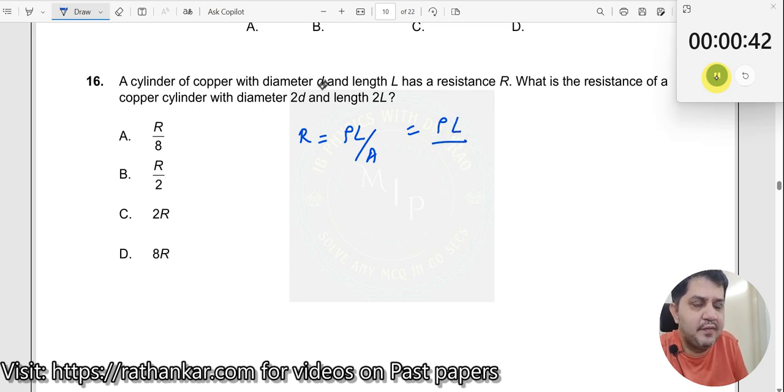Area, this one, if this is D, what we'll do is I'll take radius to be R over here, which will be easy for me. I'll take pi R square. And then what is the resistance of a copper cylinder with diameter 2D? Now next one, R2 is equal to same copper only, right?